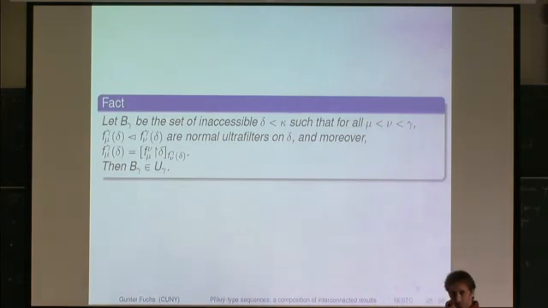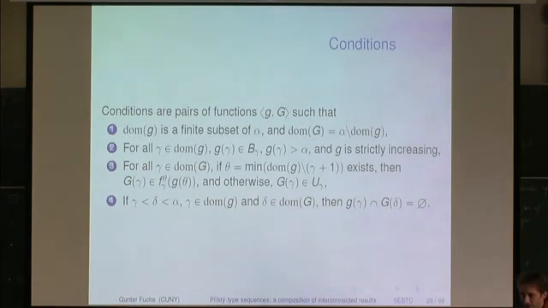This is going to be a Mitchell order increasing sequence of normal ultrafilters. And moreover, the representing functions are given by restrictions of the original functions. Okay, so this is going to be B sub gamma. So that is a measure 1 set. Okay, so this is an observation of Magidor, and it allows you to define Magidor forcing like this.